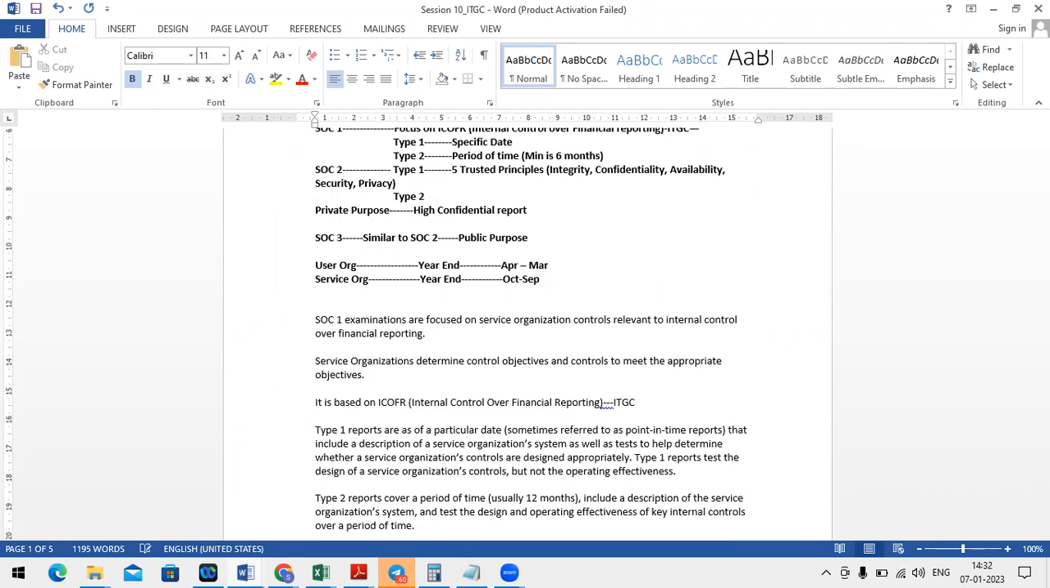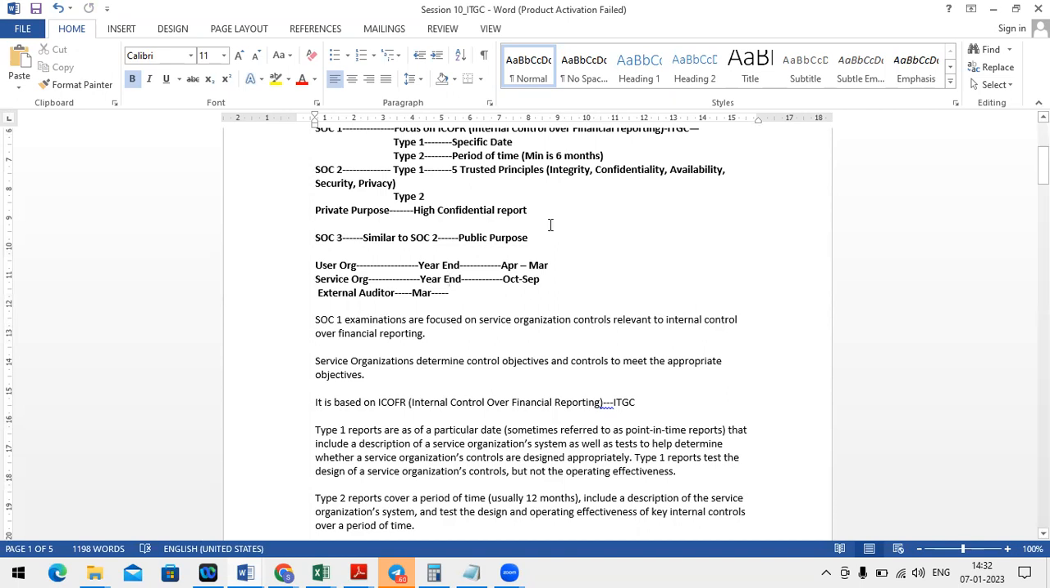Now, the external auditor came in the month of March and he asked for a SOC report. If you go to the service organization and ask for a SOC report, they will say, no, you have to wait till September, because our year end is September. We cannot provide a report in the middle. This report is mandatorily submitted every year, but it is not submitted in the middle of the year.